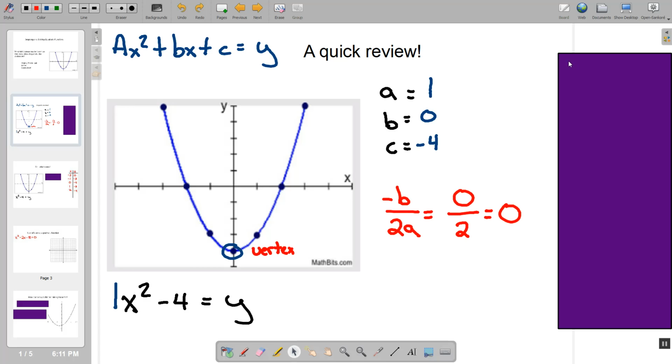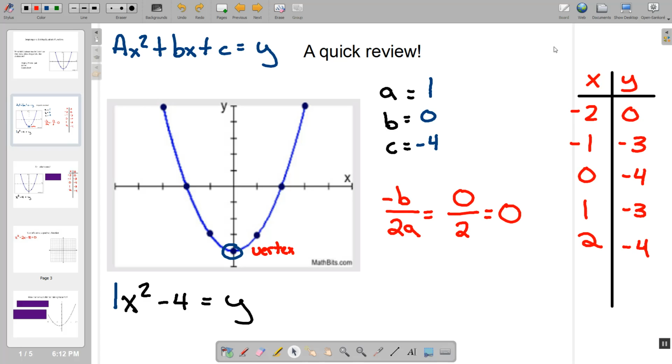Now, for the sake of time saving, I filled out the rest of our table for this. With our vertex being 0, we then need to pick points that are equidistant away from the vertex. So for this one, I did 1 and -1, 2 and -2. Now, I actually have a typo here. This should be 0. Sorry about that.